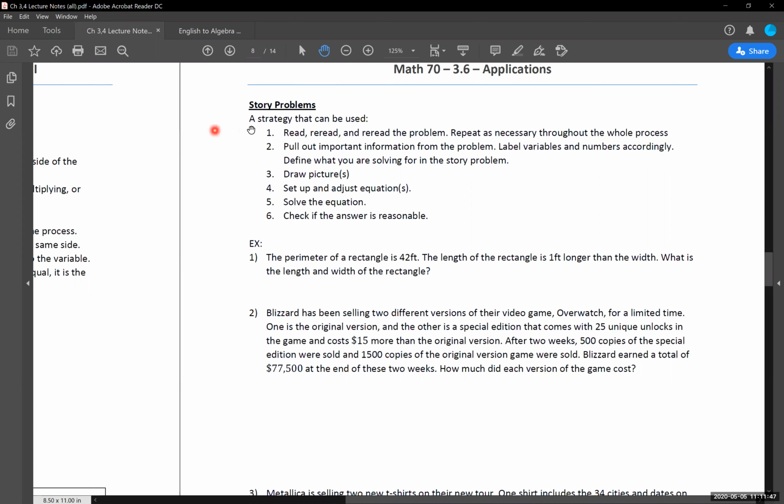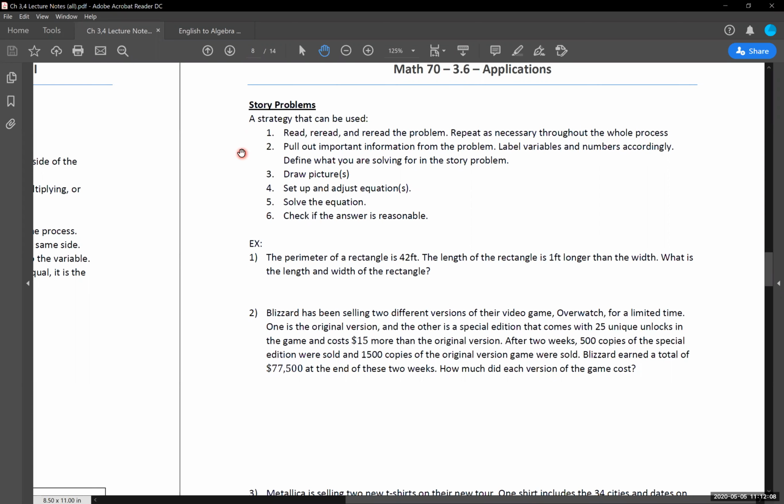A lot of people try, I'm just going to read the problem once, write something down, and I'm good. And no, go back and reread it if you have to. There's nothing wrong with that. I'd recommend at that point in time also pull out important information from the problem, label any variables or numbers that you are using to represent something.